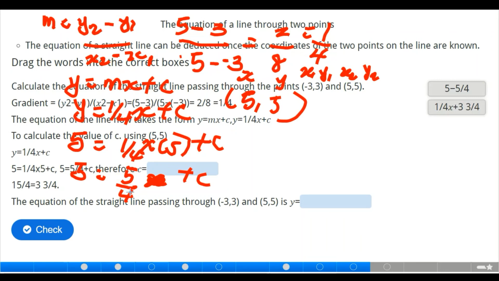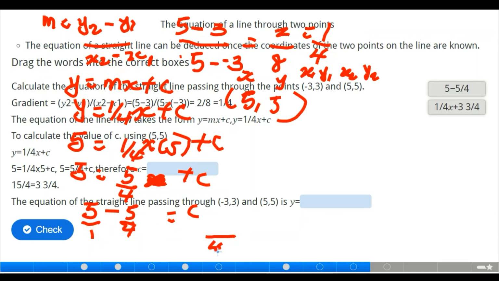We want to get c. We are bringing 5 over 4 to the other side, and it changes to minus. We have 5 minus 5 over 4. Now this turns to LCM. The LCM of this one is going to be what? Remember, it equals 6. So the LCM of 4 is 4. So we have 4, and now this turns to 5 over 1.